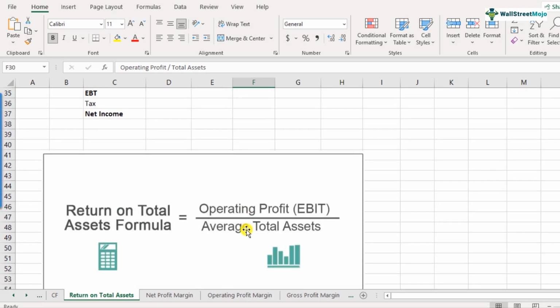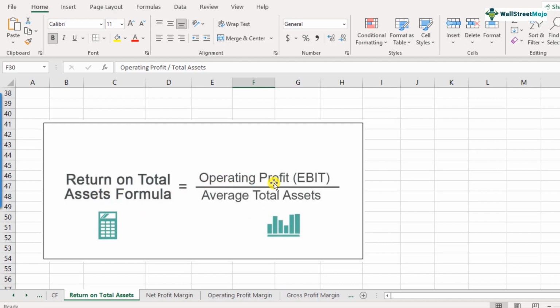So here it is, return on total assets: operating profit, EBIT, divided by the average of total assets. Remember, we have been discussing this a couple of times. Average of total assets is required because balance sheet items are a single snapshot. During the year, a lot of activities, purchases or selling of assets might have happened. So in order to smoothen those numbers, we must consider an average of the two, from the start and the end, of the total assets.